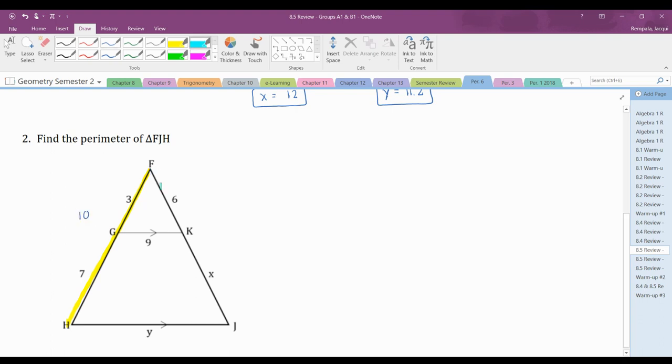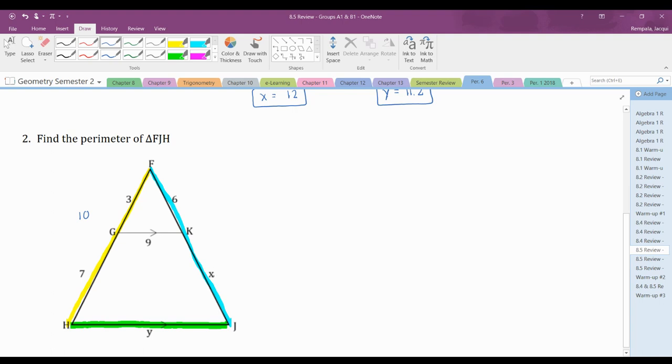Notice that another side of that triangle would be FJ. The only problem is that there's a variable here. I need to find what x is, so then I know what that entire length is. And then notice that the last side of the triangle is JH, and that's a side that I don't know either. So right now, to find the perimeter, which means I want to add the 3 sides, I only fully know one side. So we've got a little bit of work cut out for us.